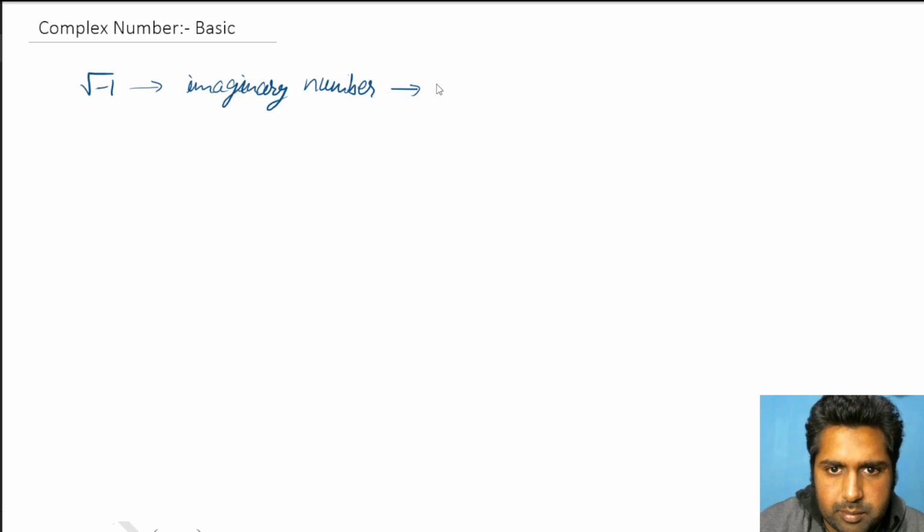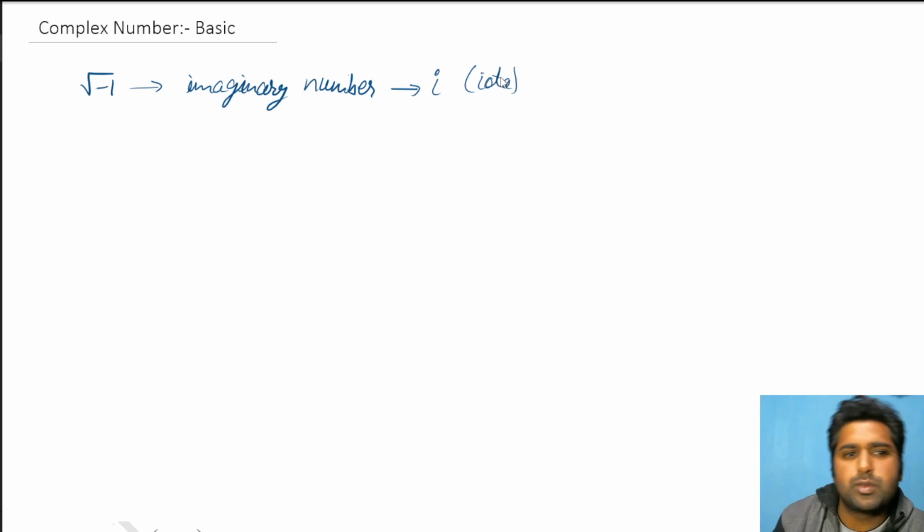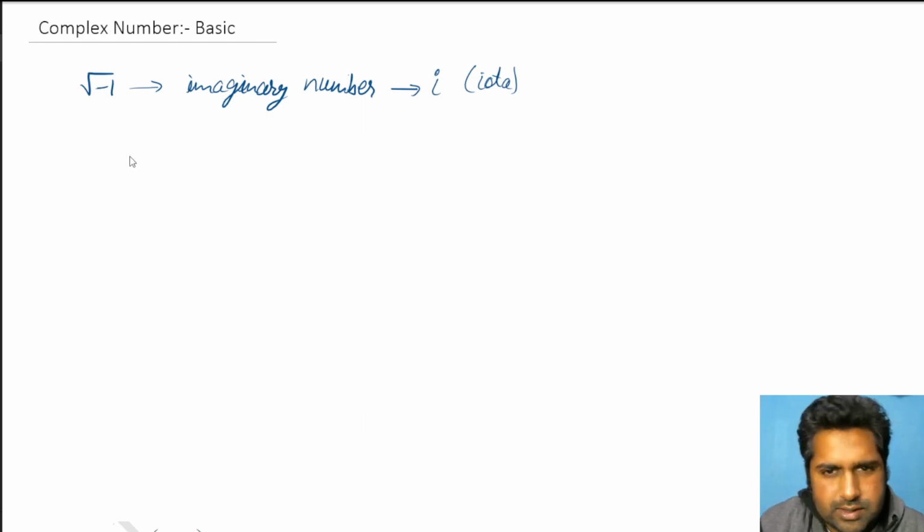And this will be represented by iota. The symbol is i. So that means square root of minus 1 is i. And these kinds of number, which is imaginary, when combined with real numbers, together are known as complex number. So let's first of all deal with this iota. Let's learn about the powers of iota and how to deal with the basic operations of iota.